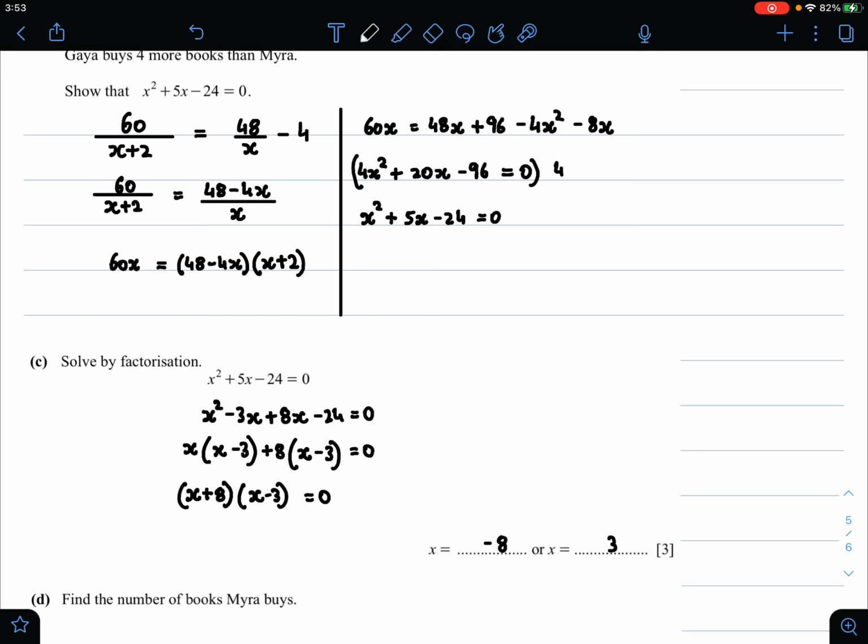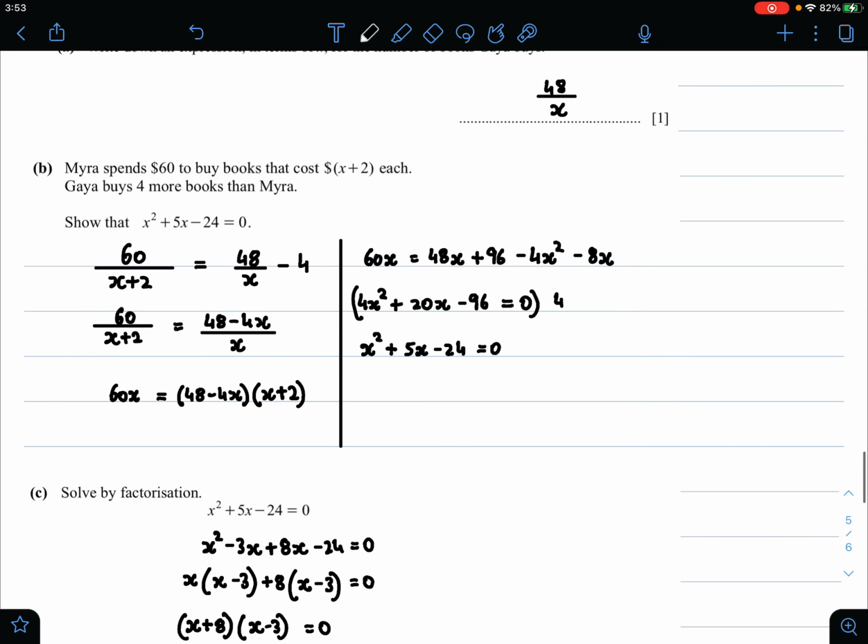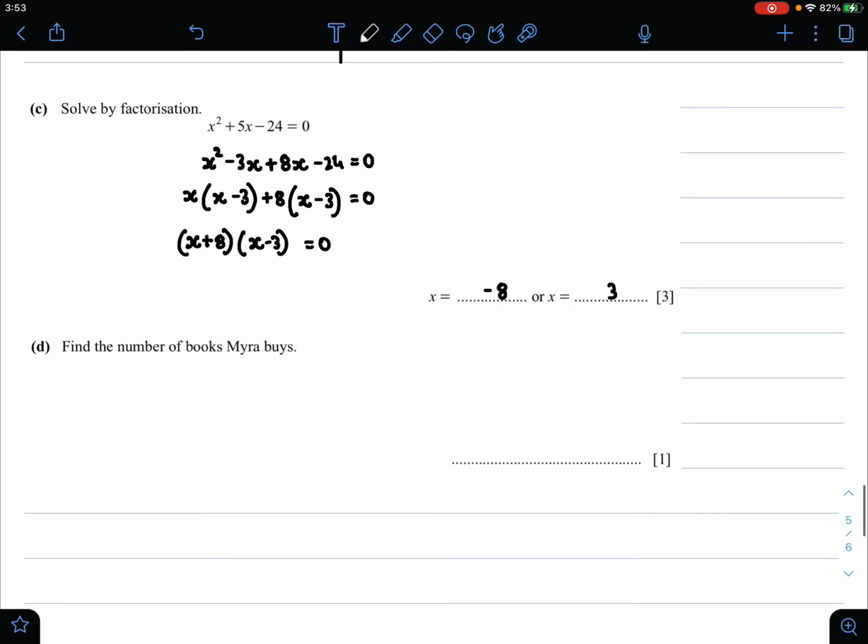Now let's move on to part D of this question. For part D, they are asking us to find the number of books Myra buys. As we found, the number of books that Myra buys was 60 divided by x plus 2. So 60 divided by the cost of each book, that is x plus 2, will give us the number of books that Myra buys. Now, the cost of each book can't be negative. So we can't use minus 8. So we have to use positive 3 as our x value.